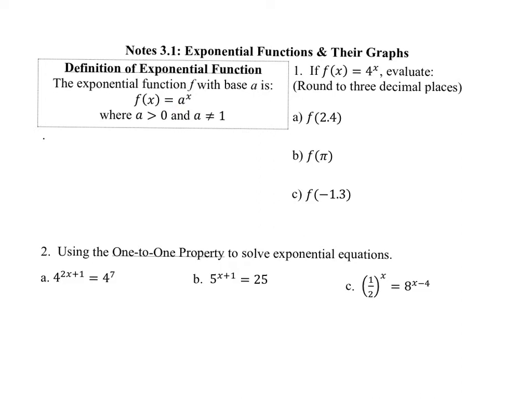If this were negative, then the values would fluctuate up and down and would go crazy. A should not equal 1, and that's because 1 to the x will always equal 1, which will end up being a constant function. Okay, so to the right is example 1.